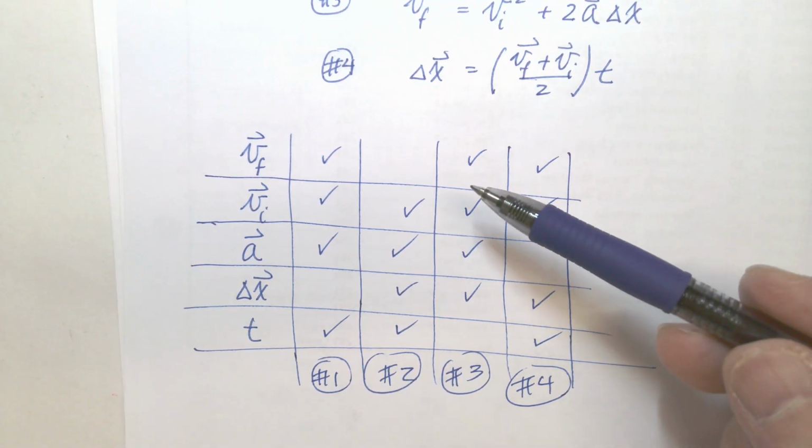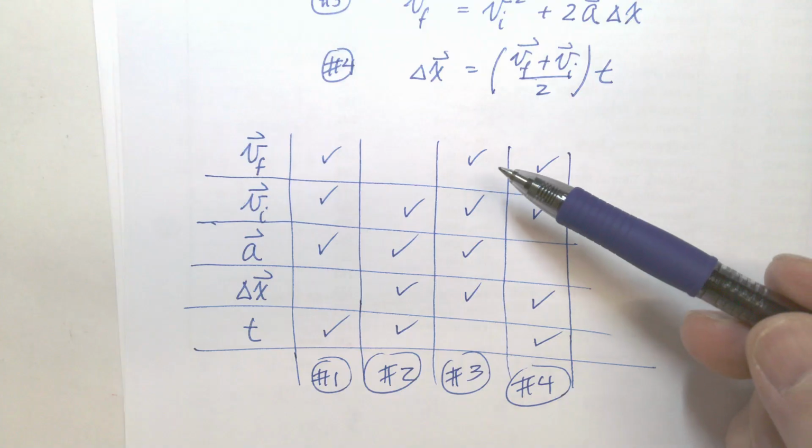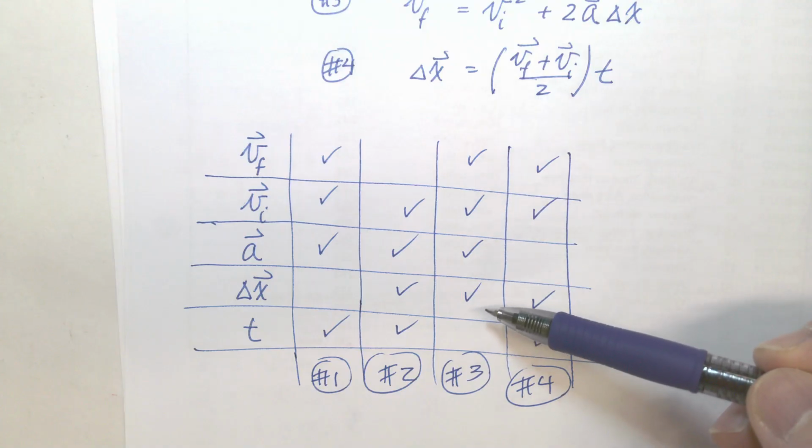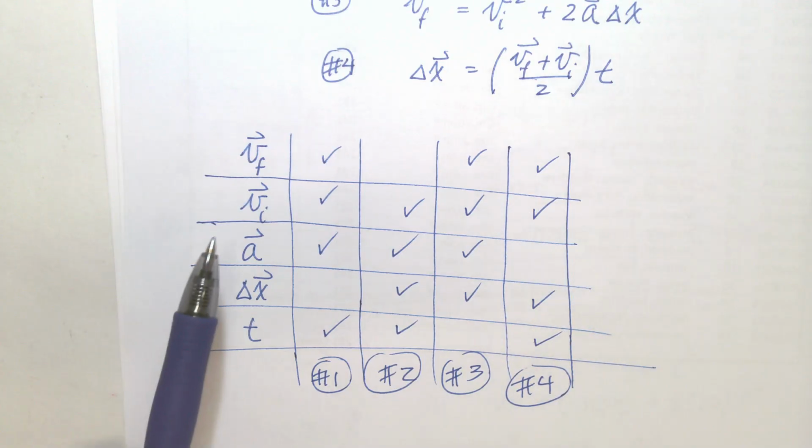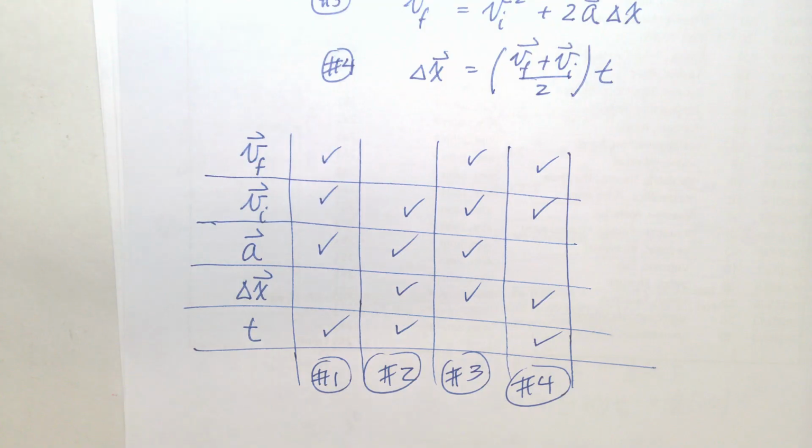For equation number 3, when we don't have time, that doesn't mean you use this equation when you run out of time at the end of the class. No, that's a different thing. So hopefully this gives you a better picture of how we can approach these problems using these formulas.